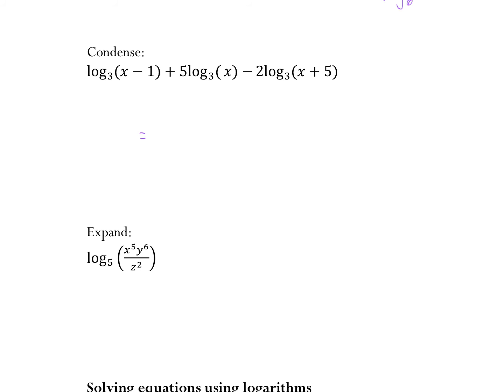I'm going to write this as log base 3 of something, yeah? What do I have on the top? X minus 1, x to the 5th power. X minus 1, and then x to the 5th. And then on the bottom? X plus 5 to the 2nd power. X plus 5, the quantity squared. Told you. Pros. And that was the one you guys said you didn't know how to do. That was the one that all of you asked me for help with.